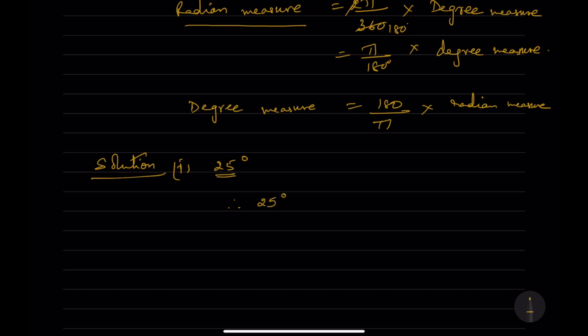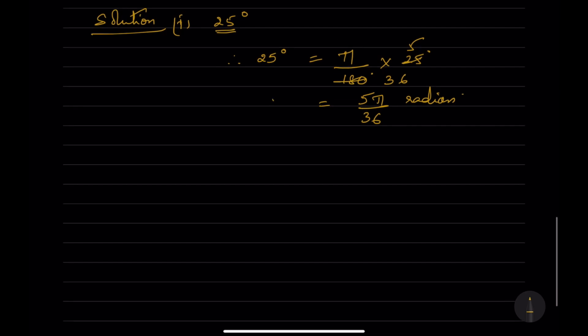therefore 25 degrees is equal to, you can write it as, the formula which we are using here is pi by 180 into 25. So which is equal to, 5 5s are here, you will get 5 pi by, 5 3s are 15, 5 6s are 30. So 5 pi by 36 radian you are getting. This is the answer for that. That is 25 degrees is equal to 5 pi by 36 radian.